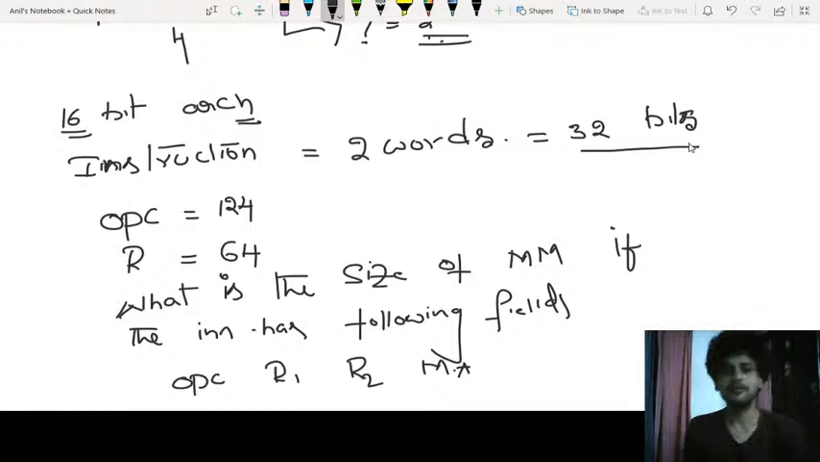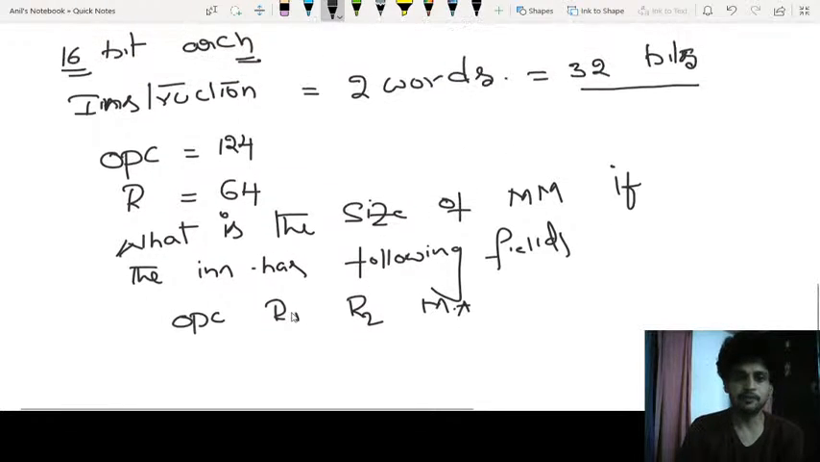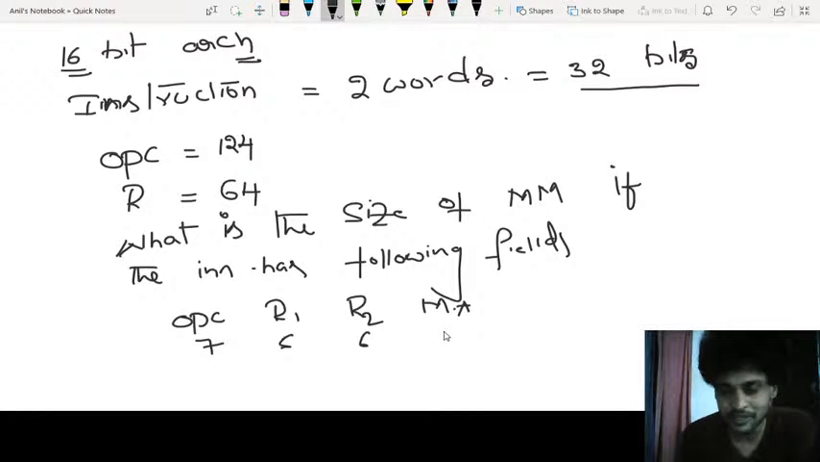Okay, fine. Anyhow, this is 32 bits. If it is equal to 32 bits, then there are 4 fields. Opcode. Opcodes are equal to 124, which means that 7 digits for the opcodes. There are 2 register fields. Each takes 6 digits. 6 plus 6 is equal to 12. 12 plus 7 is equal to 19. Of course, memory size is equal to the remaining digits.